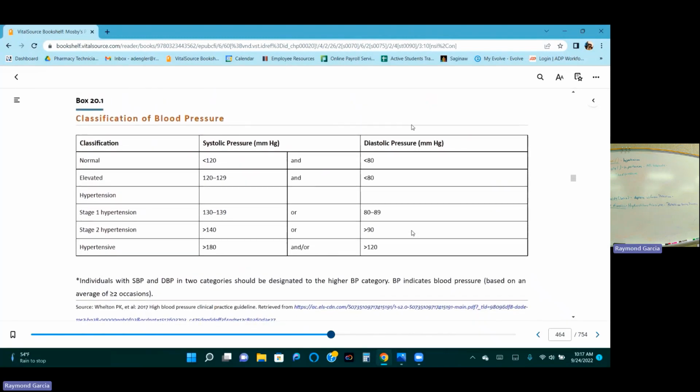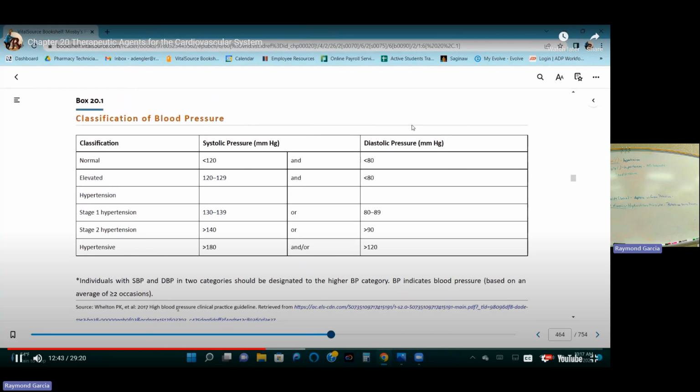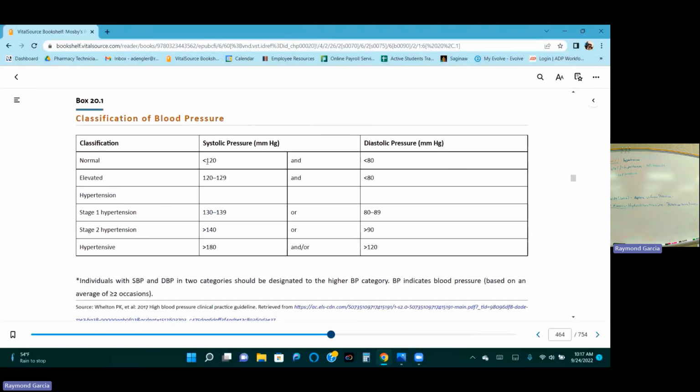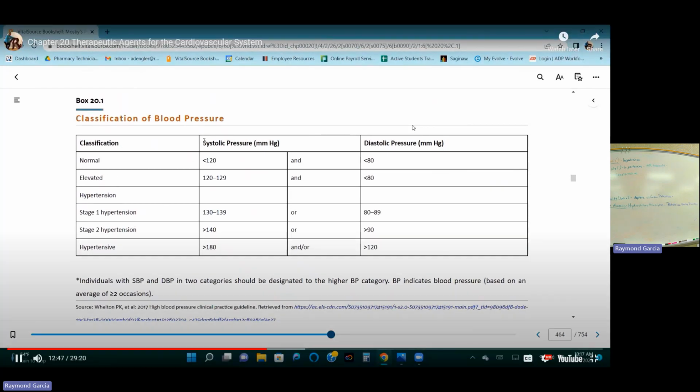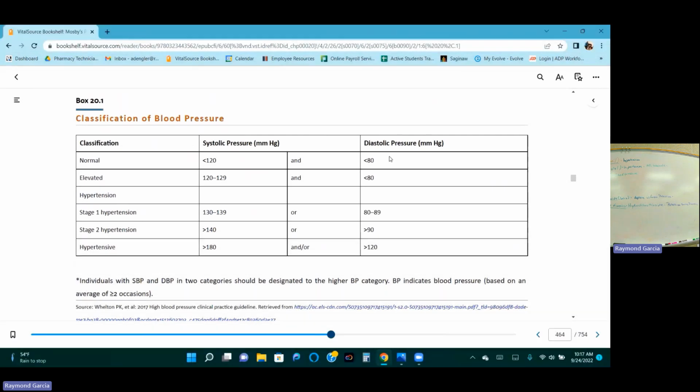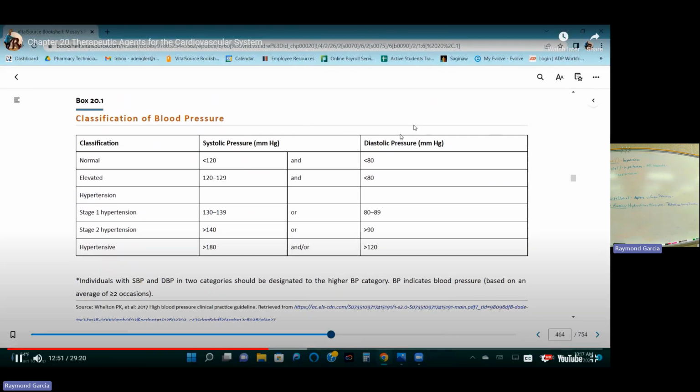Box 20.1 is a chart with all of the different classifications of blood pressure. So normal is below 120 for systolic and below 80 for diastolic. Hypertensive, going all the way to the bottom, is a systolic over 180 and a diastolic over 120. For the most part, as you get older, your systolic and diastolic will start increasing. Hopefully not too high.